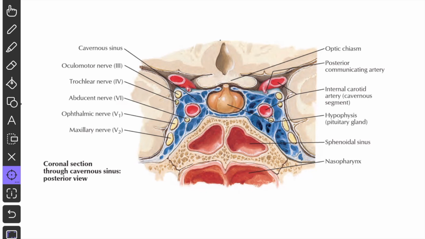This is the coronal section through the cavernous sinus. Each sinus is formed by the separation between the meningeal layer, which is this, and the endosteal layer, which is this. The roof and the lateral wall are formed by the meningeal layer, whereas the floor and the medial wall are formed by the endosteal layer.